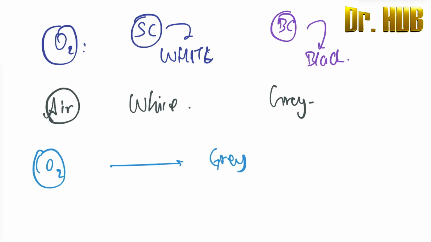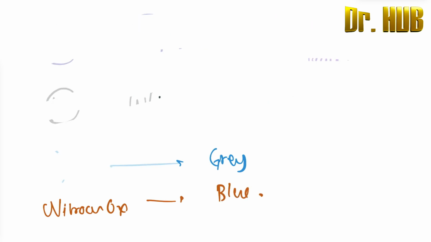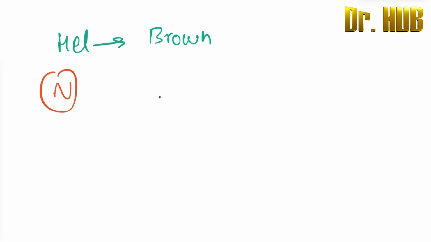Next is nitrous oxide. In terms of nitrous oxide, everything is going to be blue. So nitrous oxide, everything will be blue in color. Then we look at helium. In terms of helium, it is going to be brown. Next is nitrogen. So nitrogen is going to be black.